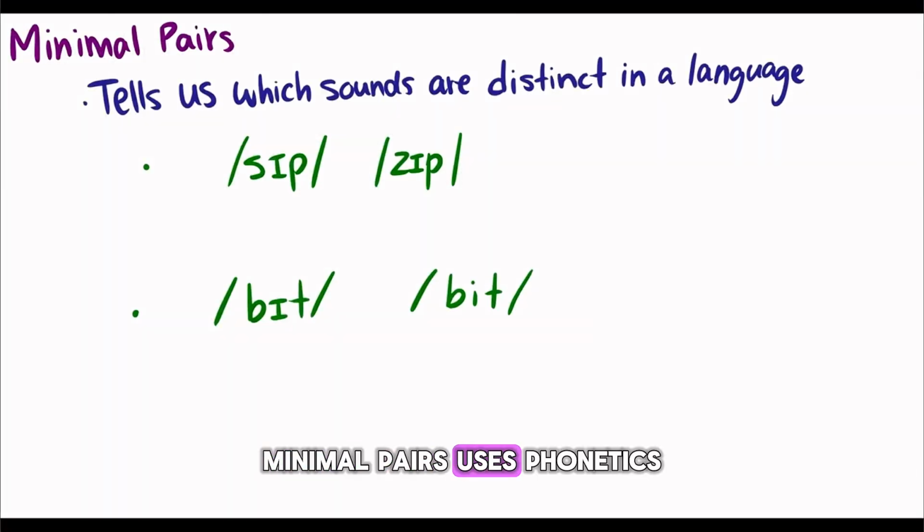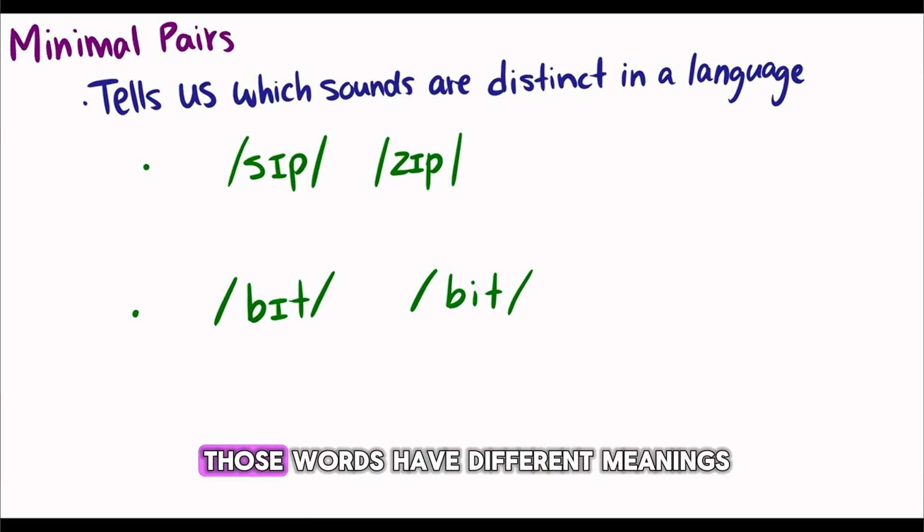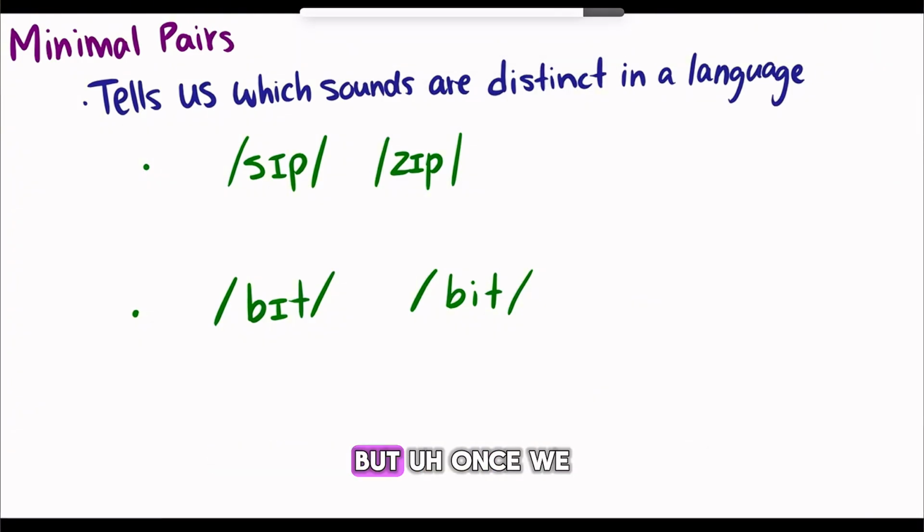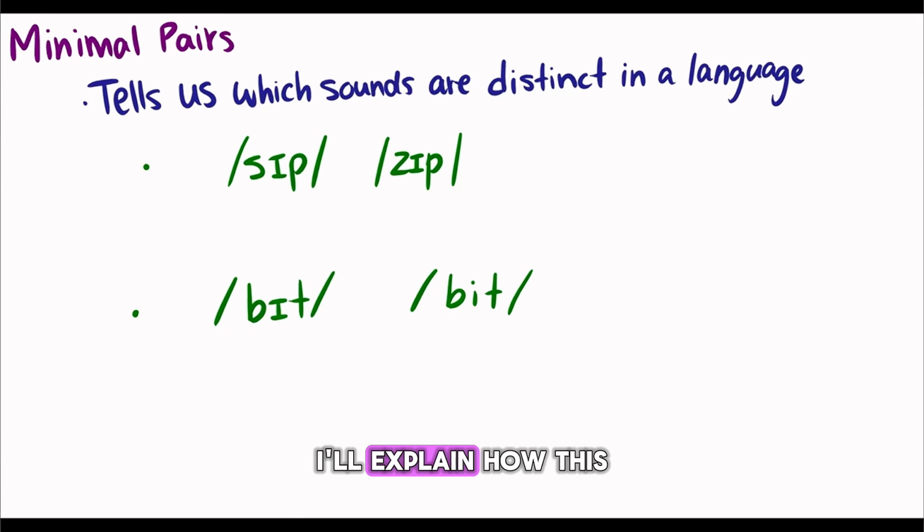Minimal pairs use phonetics, and we find two words that are similar except for one sound, and we see if those words have different meanings. So this sounds weird coming from an English perspective, but once we do a couple examples, I'll explain how this works with other languages and how it can be useful.